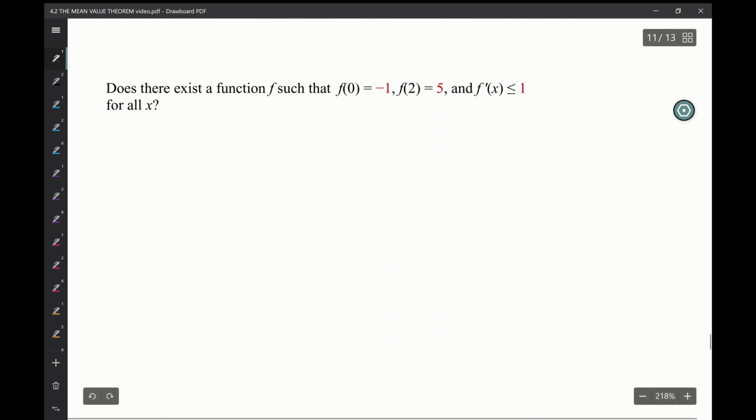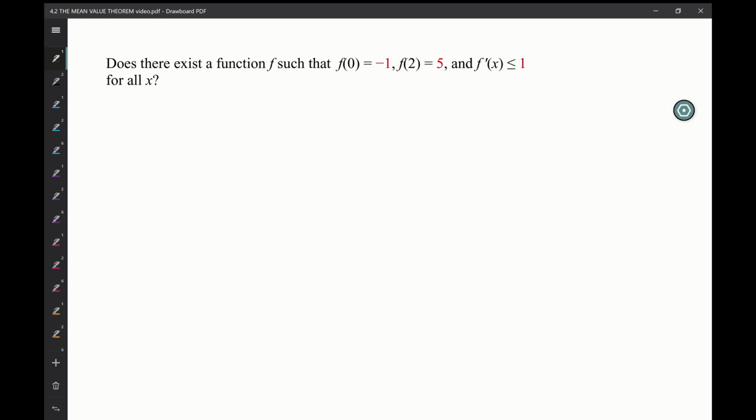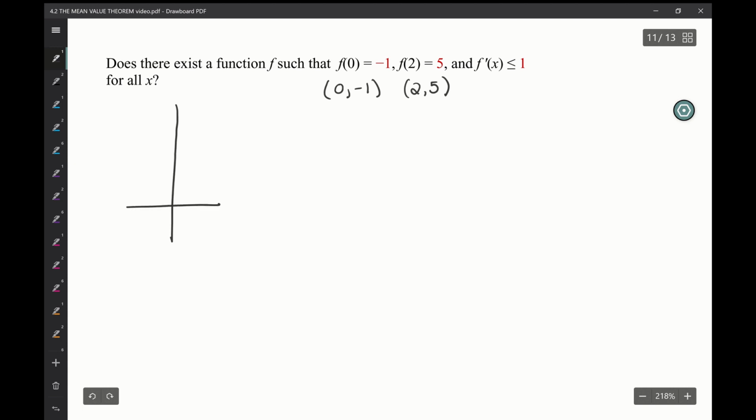Now, one more problem. So, does there exist a function, f, such that f of 0 is equal to -1, f of 2 is equal to 5, and f prime of x is less than or equal to 1 for all of x? Okay, so let's try this out. Let's sketch this real quick. So we're given 2 points. We're given the point 0, -1, and the point 2, 5. So we have 0, -1, and we have 2, 1, 2, 3, 4, 5.